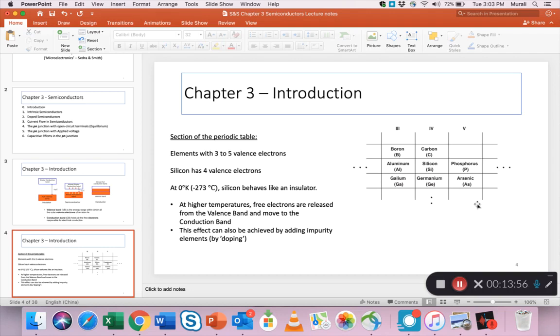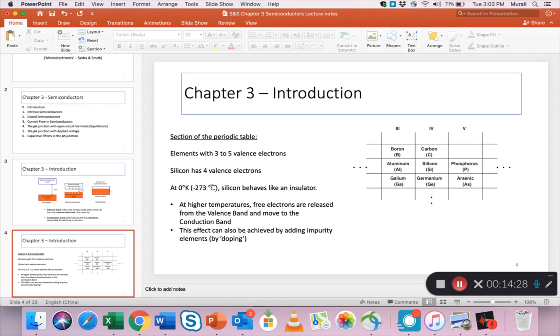You know what the periodic table is? All of the metals and the elements are listed, and here what you see is they're separated by these numbers 3, 4 and 5, and these are the number of electrons in the valence band, or valence electrons. So this shows you some elements which have 3 valence electrons, 4 or 5, and you'll notice silicon is right in the middle. It has 4 valence electrons and it has a certain behavior.